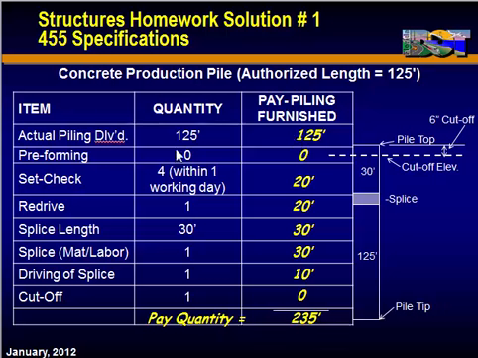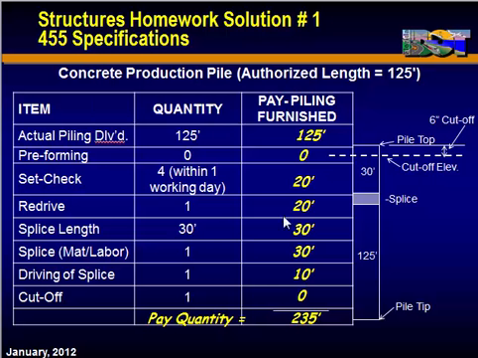We didn't preform anything. Preform is drilling into the ground and preforming a hole so that we can drive. So it's 0, and we have 4 set checks. Now the first 2 are free within 1 working day, so we'd pay an additional 10 feet for each set check that occurred. Redrive, we had 1 redrive, so we'll pay 20 feet.